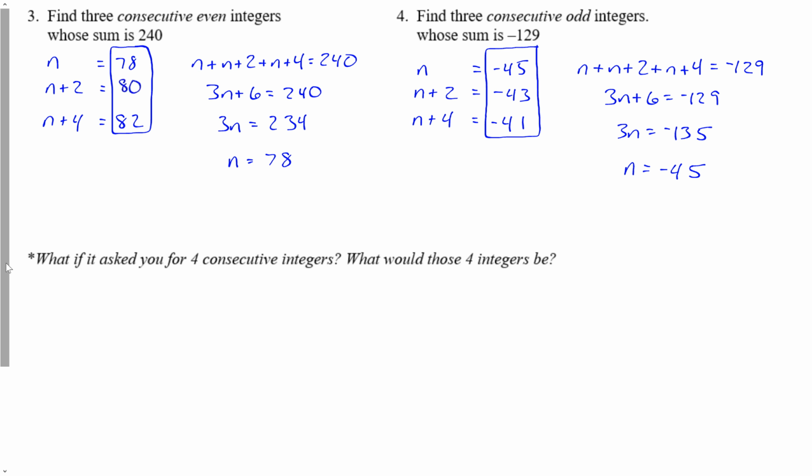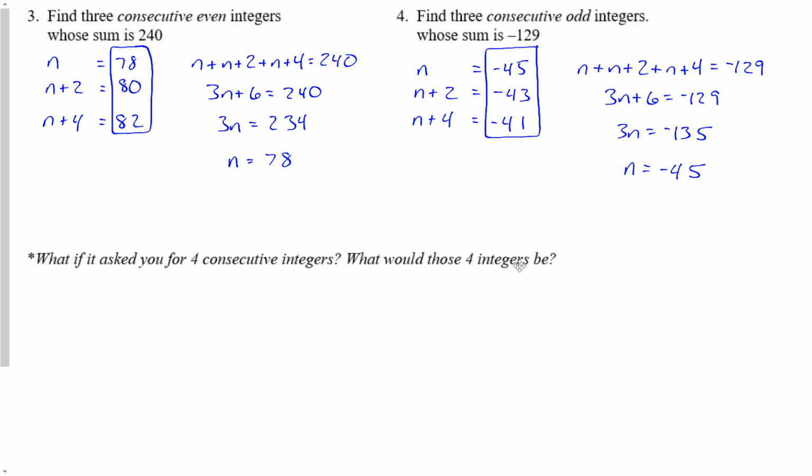Now we have a little additional question here. What if the question asked you for 4 consecutive integers? You've seen an example where there's 2 consecutive integers. You've seen 3 consecutive, 3 consecutive even, 3 consecutive odd. What if it asked you for 4? Is that even possible? Well, yeah, it is. We could use any number of consecutive integers for these problems. I could ask you for 5 of them. I could ask you for whatever value of them I would like to.